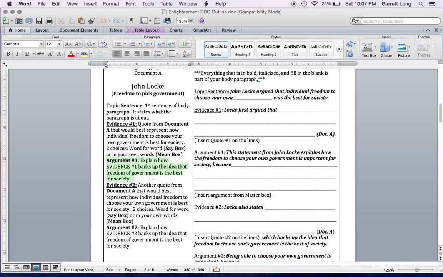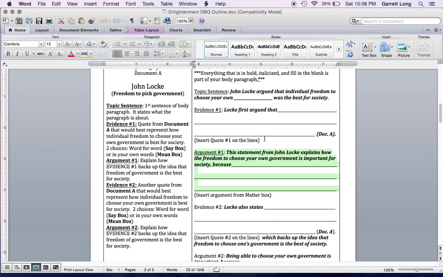Argument number one. Explain how evidence number one backs up the idea that freedom of government is the best for society. Okay? So looking over here, argument number one, you guys are going to write this word for word in your paragraph when you write your essay. Remember, anything that is italicized and bold goes in your essay.